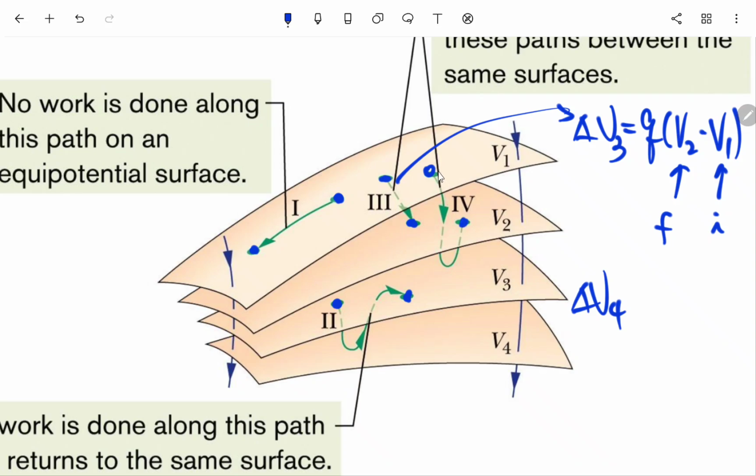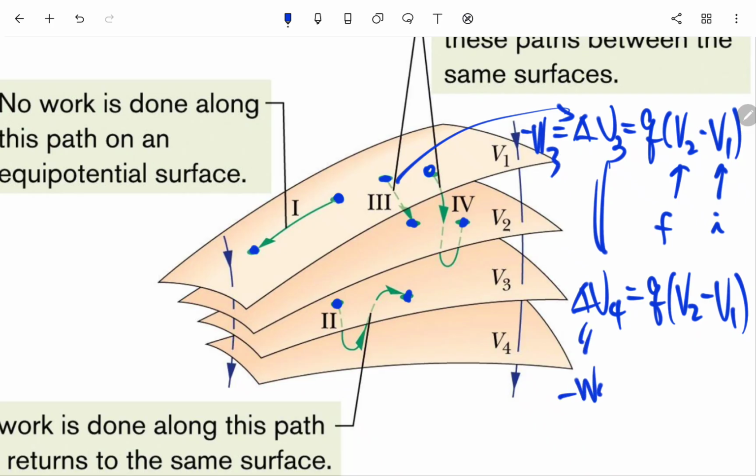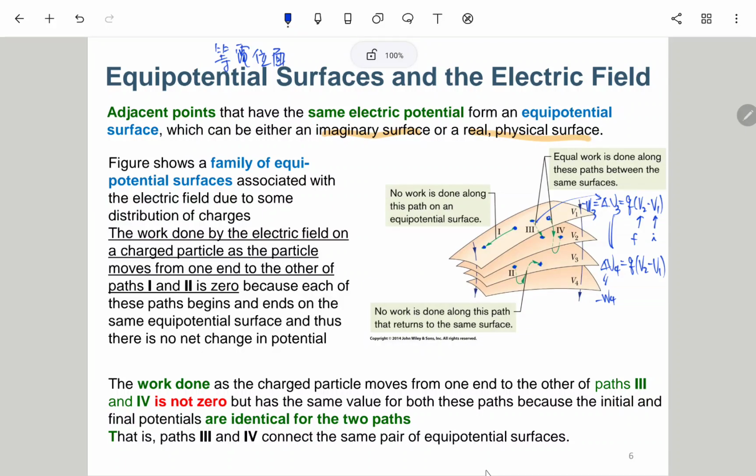For delta U4, the starting point is also on V1 and the final point is also on V2, but it goes a bit off and then goes back. Still, it only relates to the starting point and the end point. So these two will be the same. The potential change or the work done will be the same, and it is equal to negative W3 equals negative W4. The work done for path 3 and path 4 is not 0, but path 3 and path 4 connect the same pair of equipotential surfaces, so they are identical for the two paths.